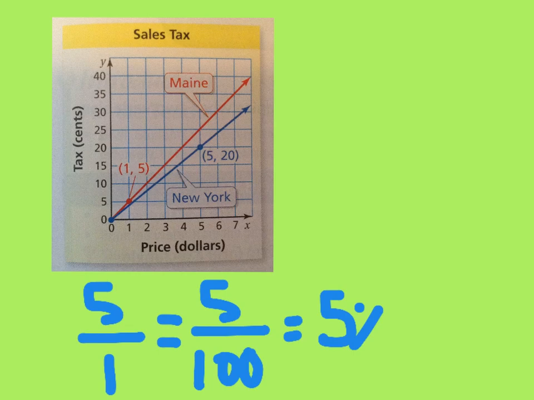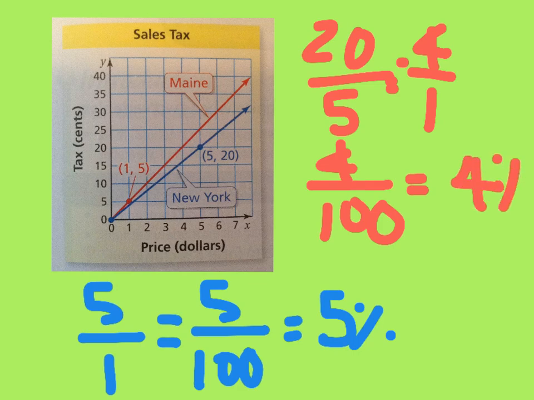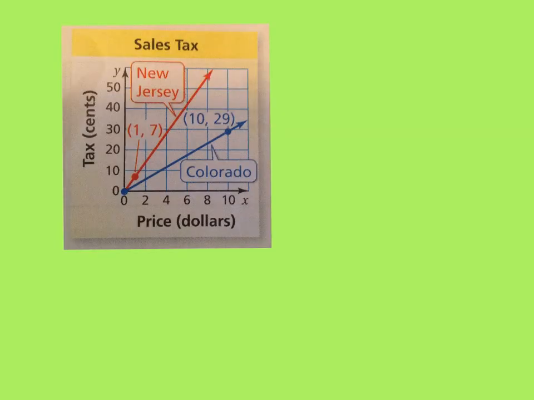And then in New York, we have 20 cents for every $5, because of 5, 20. Because we want to get it to the same one as the other one, that's 4 cents to every $1. So now it can become 4 cents to every 100 cents. So that's 4%. So we know that the tax in Maine is higher than in New York.